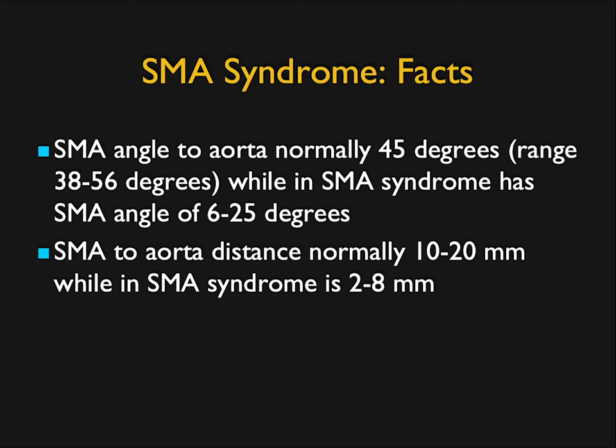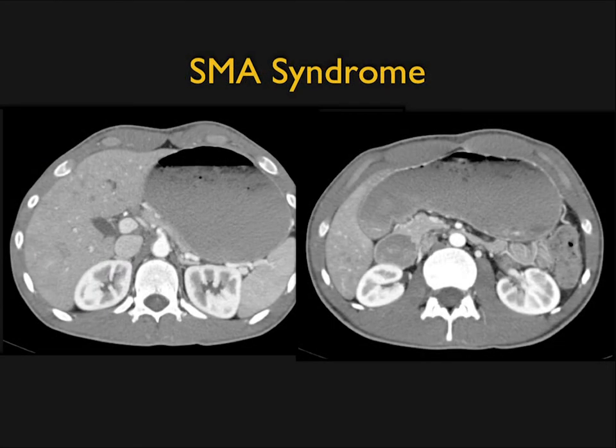Some magic numbers, the SMA angle normally is 45 degrees, but it's under 25 degrees with SMA syndrome, and in severe cases under 10. And the distance from the aorta to SMA, which is up to 20 millimeters, is more like 2 to 8. But again, I don't use that measurement all that frequently. To me, it's all in the angle. And the thing about SMA syndrome often is not suspected.